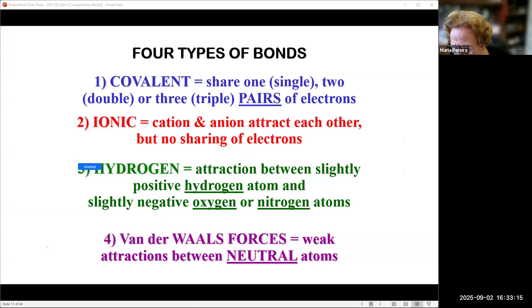Don't trust me. No, hydrogen, the covalent bonds are the strongest. And the hydrogen bonds are involved in water. Okay.